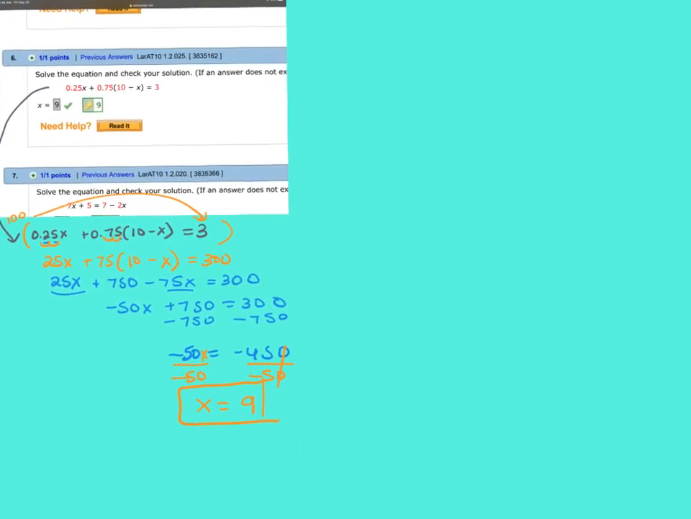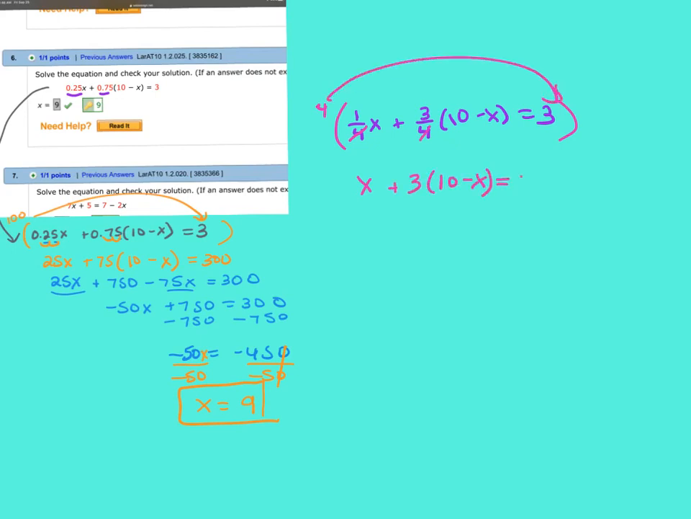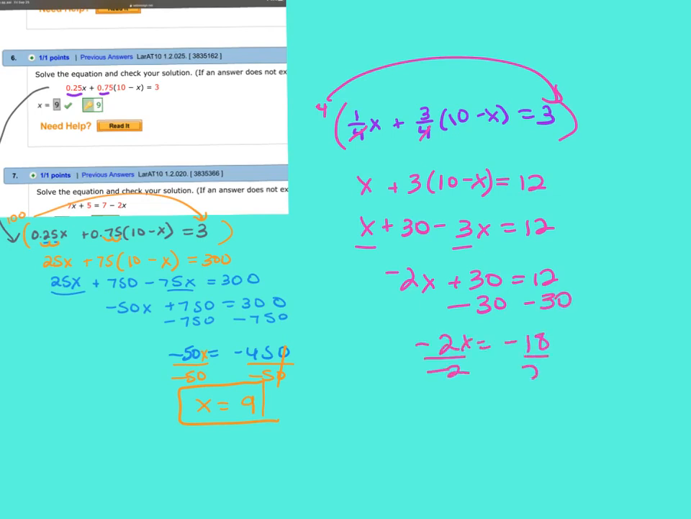The other way to do it is these are pretty easy decimals to turn into fractions. You can make it 1/4 x plus 3/4 times 10 minus x equals 3. Then I can multiply everything by 4. So it would cancel here, I get x, cancel there, I get 3. Again, make sure you go across the equal sign, 12. X plus 30 minus 3x equals 12. Combine like terms here. Subtract the 30. Negative 2x equals negative 18. Divide by negative 2. And there's your 9 again. So you can choose to do it either way.